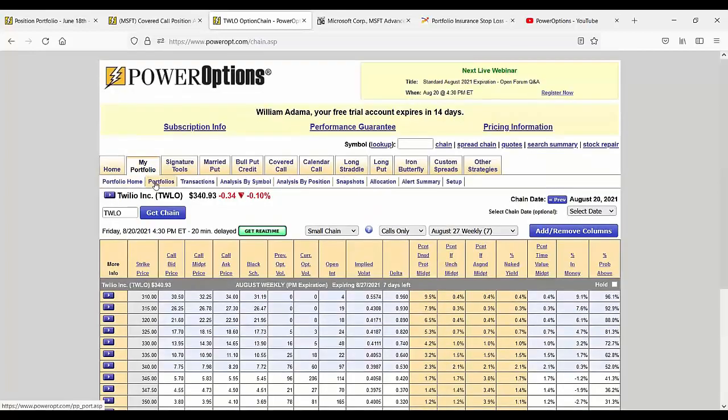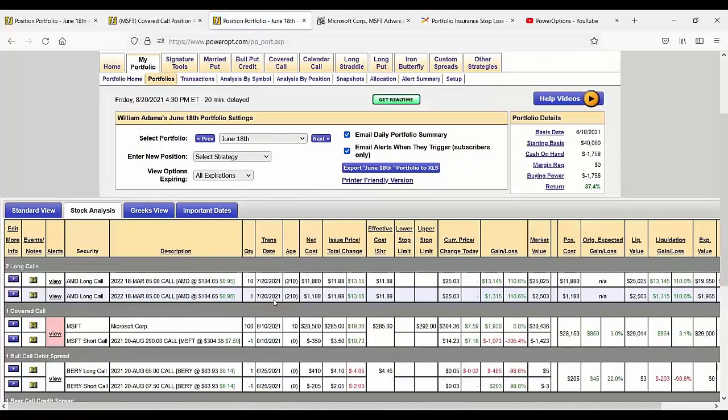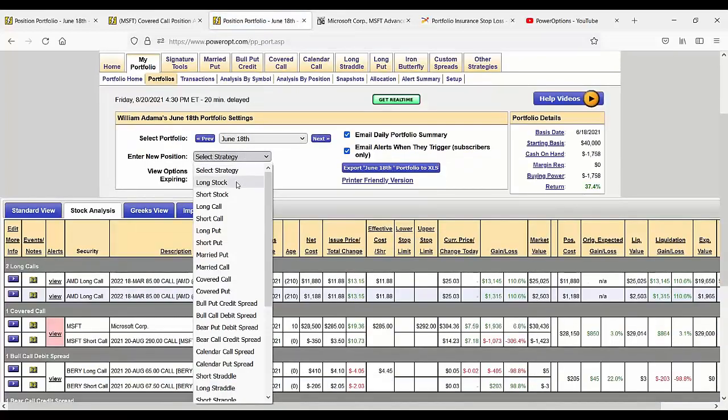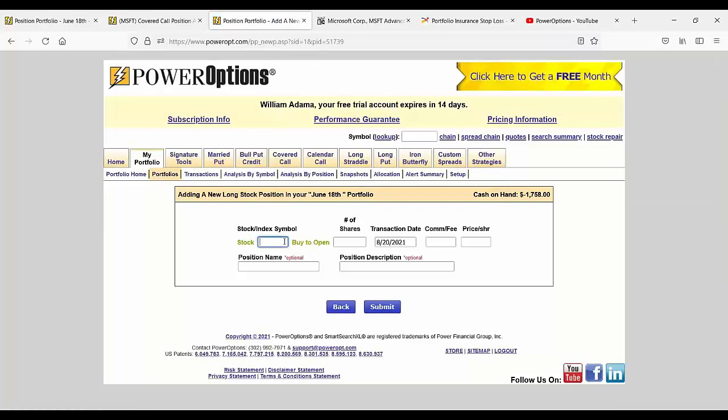Well, I'd go back to the portfolio and I'd enter in my stock position. We'll just enter it in as a long stock. We have TWLO. I created a fake position today where I'd sold the 345 put, got $3 for it. And the stock was put to me today because we're at 340.93. So my cost basis would be $342. That includes the stock purchase price at 345 being assigned on that cash secured naked put, and then, of course, the premium of $3.